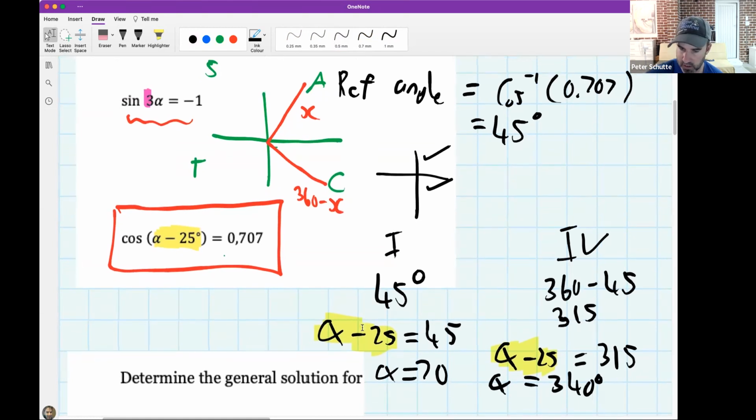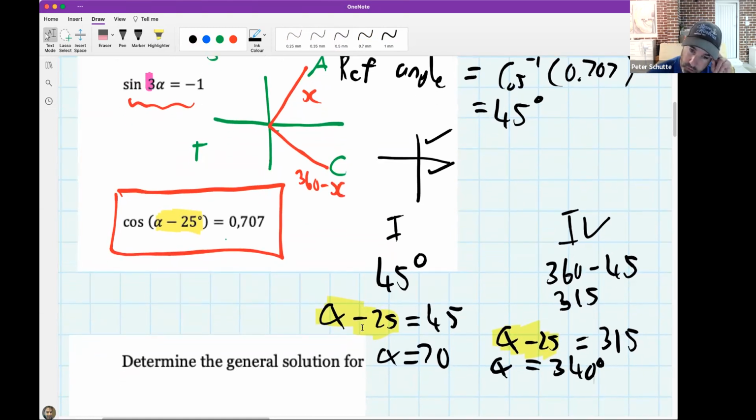Or did I make a mistake there? No. Because remember, I see a couple of you are getting caught by this. If it's minus 25 on this side, I need to add 25 on both sides to get rid of that. And so I get the answer of 70, and on the other side here, I get 340. So alpha is 70 and alpha is 340, the two answers.